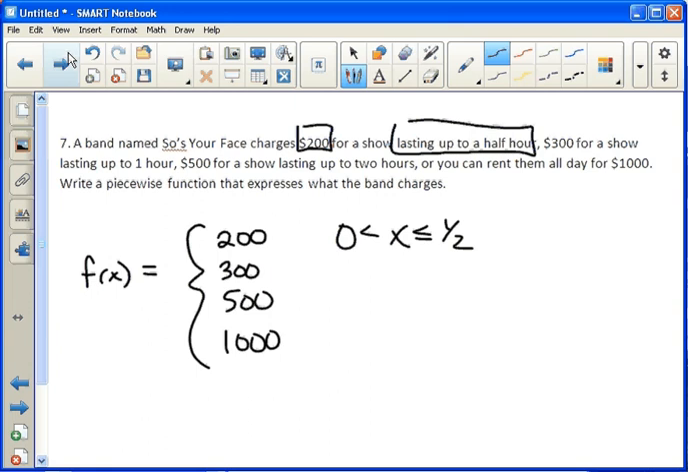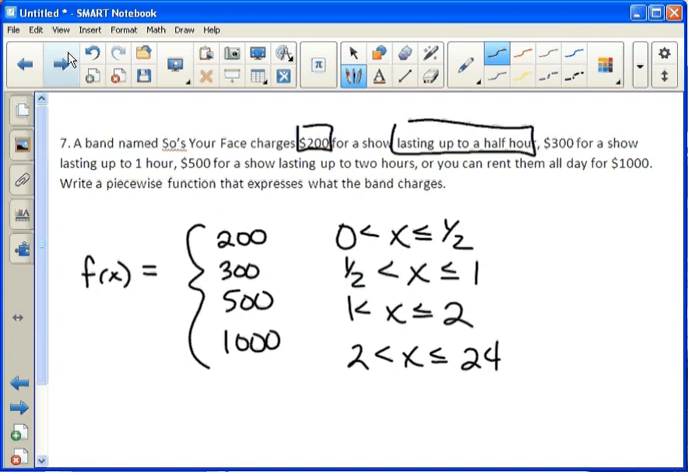Now $300 is what I get charged if the show lasts up to an hour. So I would get charged $300 if I go over a half hour up to 1 hour. And then $500 can get me up to 2 hours. So anything over an hour up to 2 hours is worth $500. And then $1,000 is anything over 2 hours. And you can, if you want, say 2 is less than x is less than or equal to 24 since there's only 24 hours in a day. But I'd also be fine with just doing x is greater than 2. Either one of those would be fine. So the key is to list all the charges and then show the range where those charges would be applied.